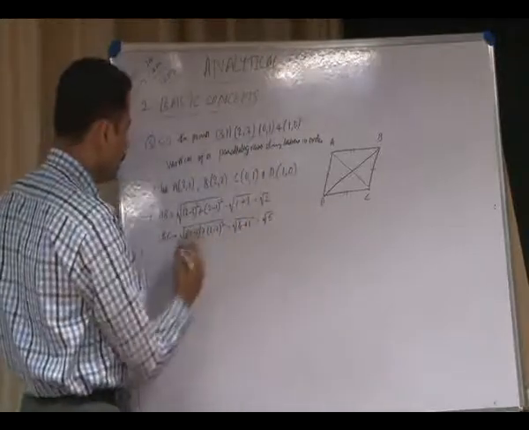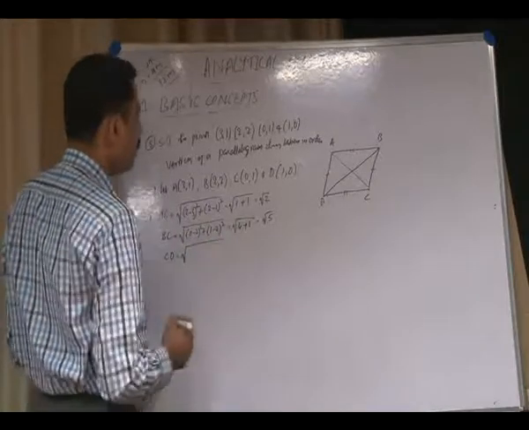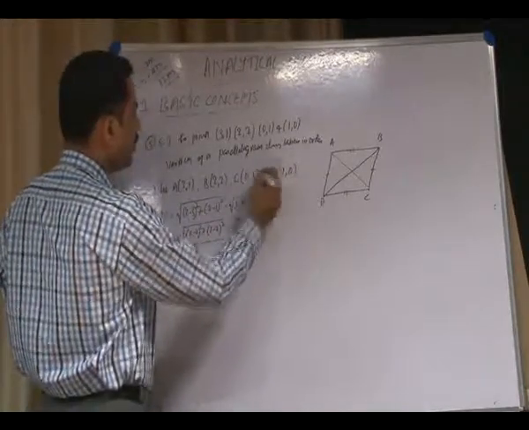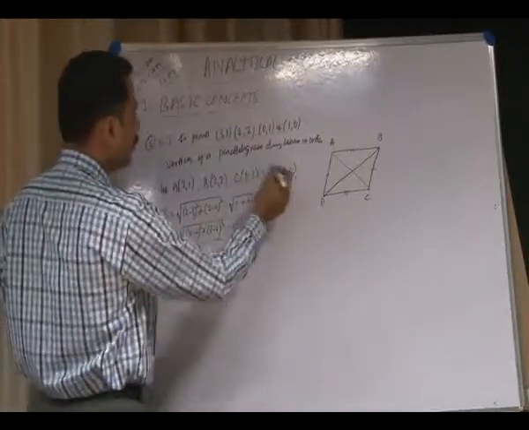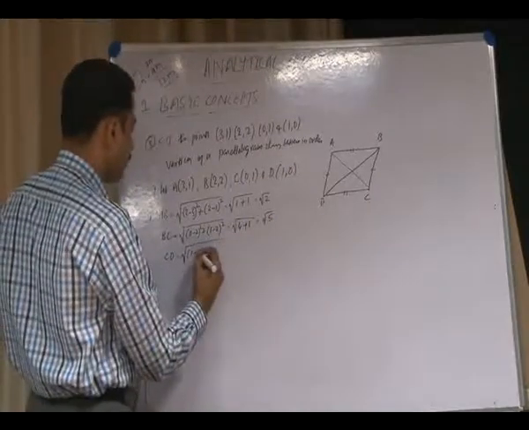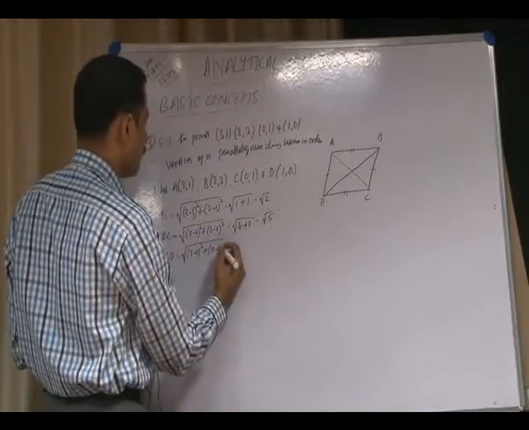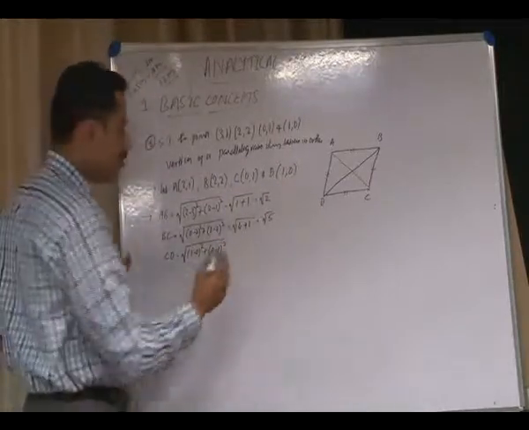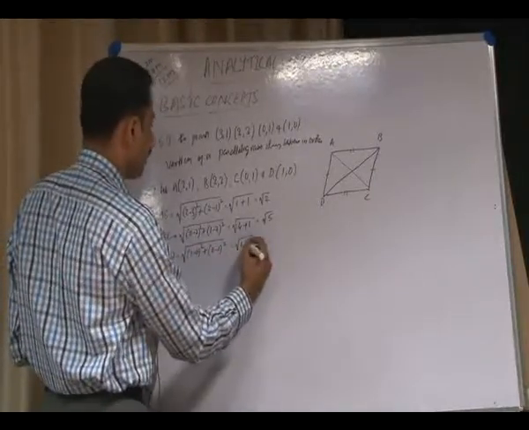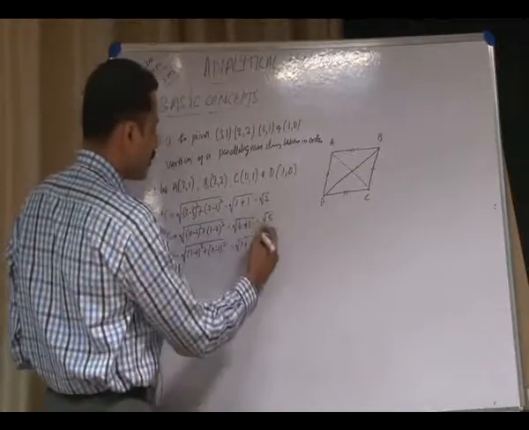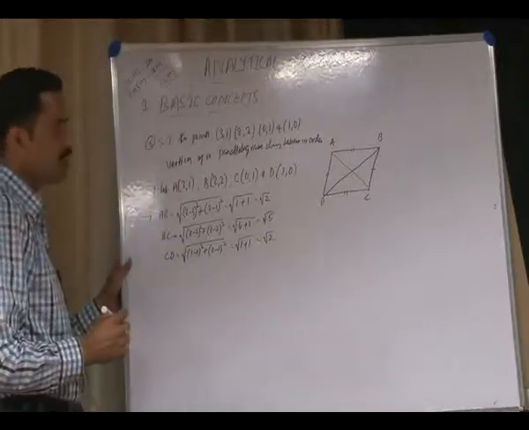Then CD is equal to square root of (x2 minus x1), the distance between these 2 points. Here C is the first point, D is the second point. So x2 minus x1 means 1 minus 0 whole square, plus y2 minus y1, that is 0 minus 1 whole square. By simplifying, we get square root of 1 minus 0 is 1, 1 square is 1, plus 0 minus 1 is minus 1, square is plus 1. So 1 plus 1 is square root of 2, that is distance CD.